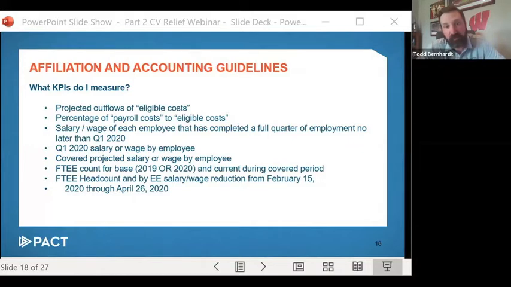You're looking at the covered period. We even talked about this February 15th through June 30th timeline. Then there's the 8-week covered period from when you get the loan. So in theory, when you get your loan, you have 8 weeks to use the proceeds that are forgiven. Well, what if you get your loan on May 15th? Do you have 8 weeks or do you have until June 30th? That's an open question that's got to be out there.